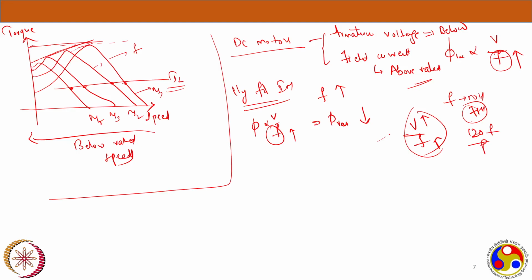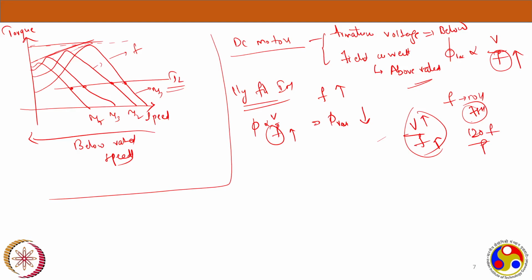There won't be any problem of saturation, but there would be another problem. What is that? You are sacrificing the rated flux. Let's say, okay, I don't want rated flux. Saturation won't be there. So that's a disadvantage. You don't want to go for a reduced rated flux.